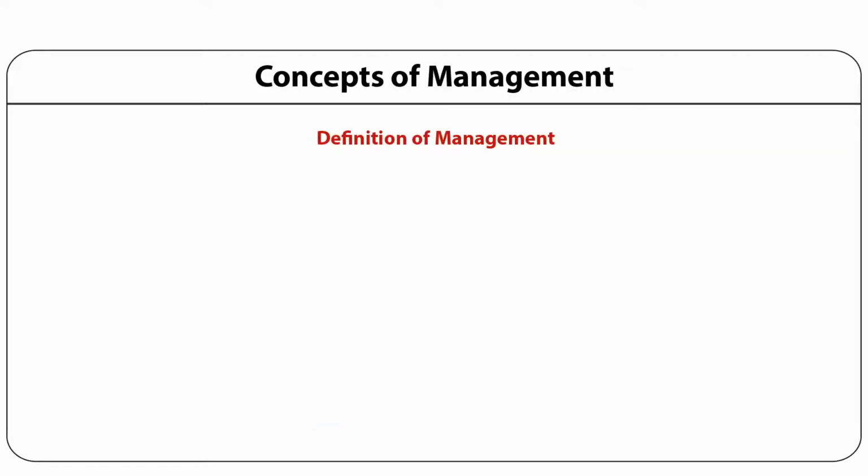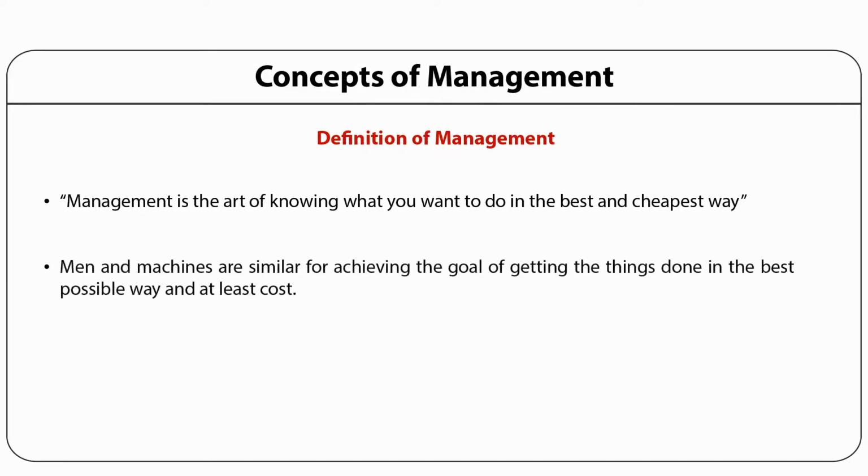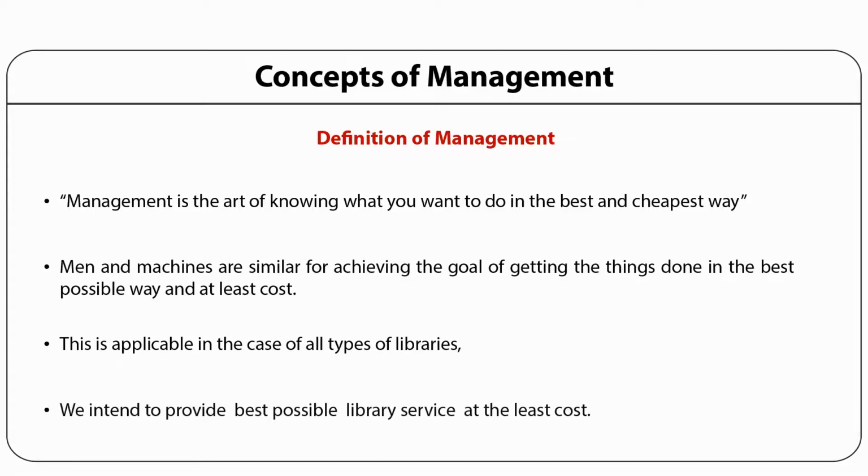Definition of management. According to F.W. Taylor, management is the art of knowing what you want to do in the best and cheapest way. It has emphasized the work and not the worker of the organization. He opines that men and machines are similar for achieving the goal of getting things done in the best possible way and at least cost. This is applicable in the case of all types of libraries, especially where we intend to provide the best possible library services at the least cost.